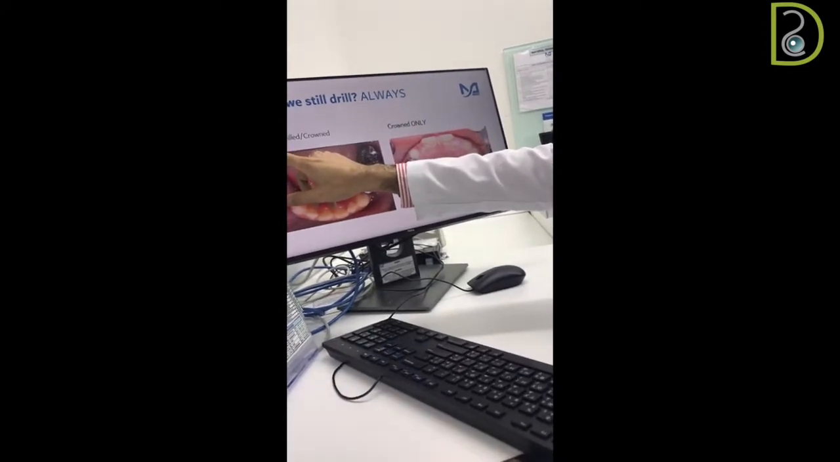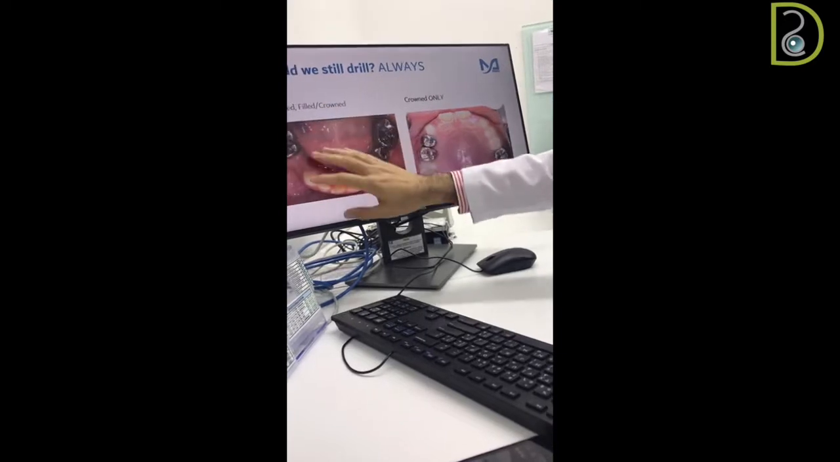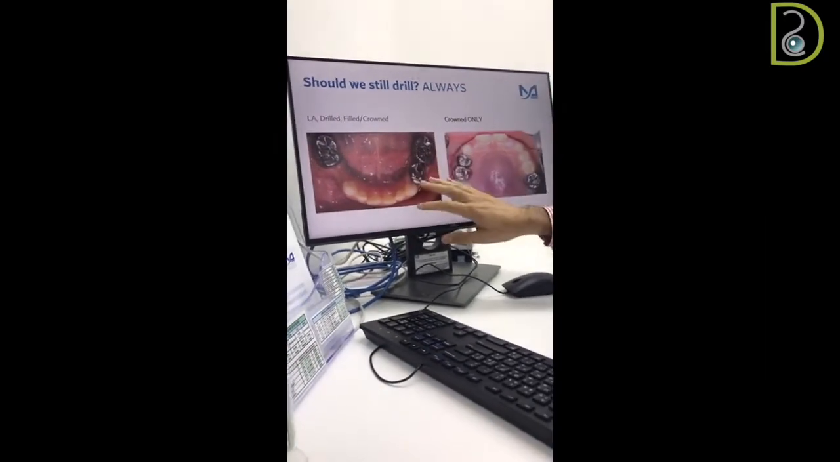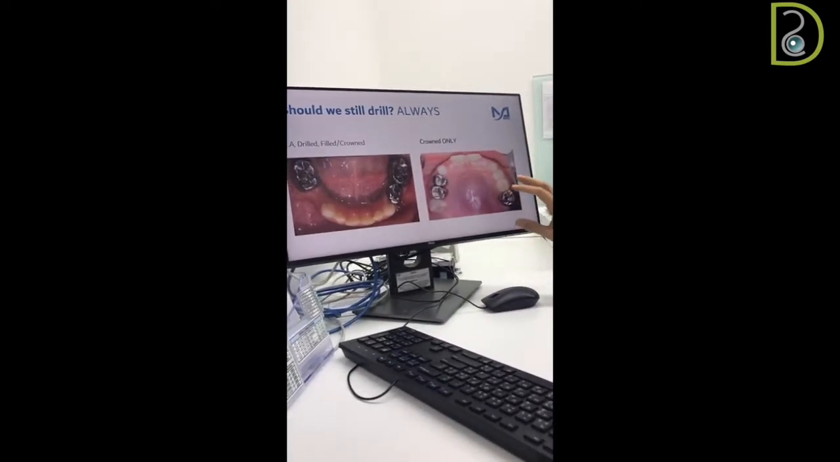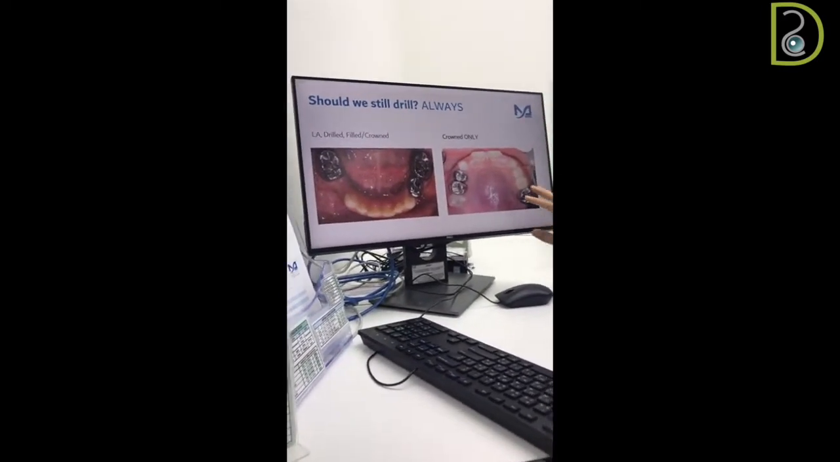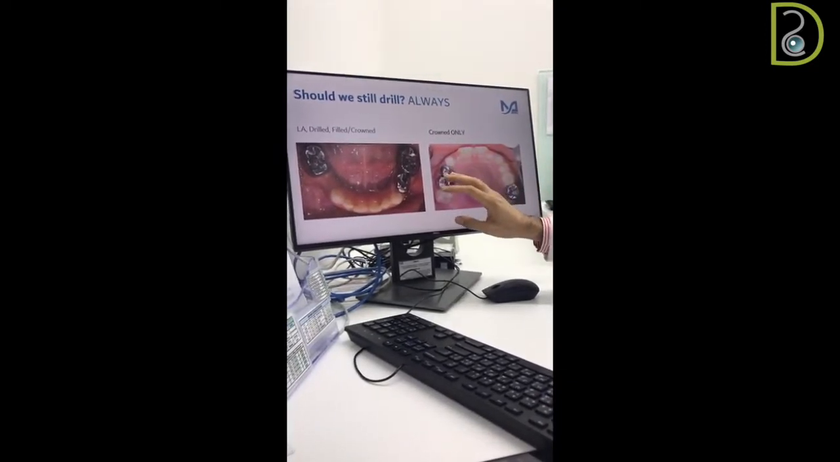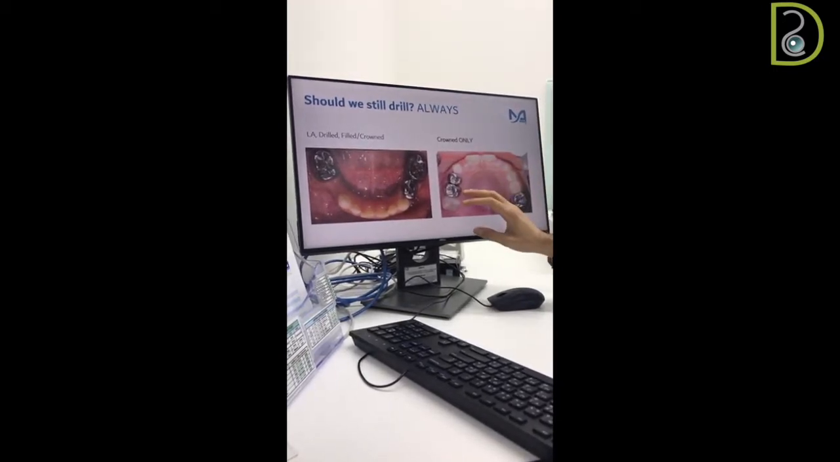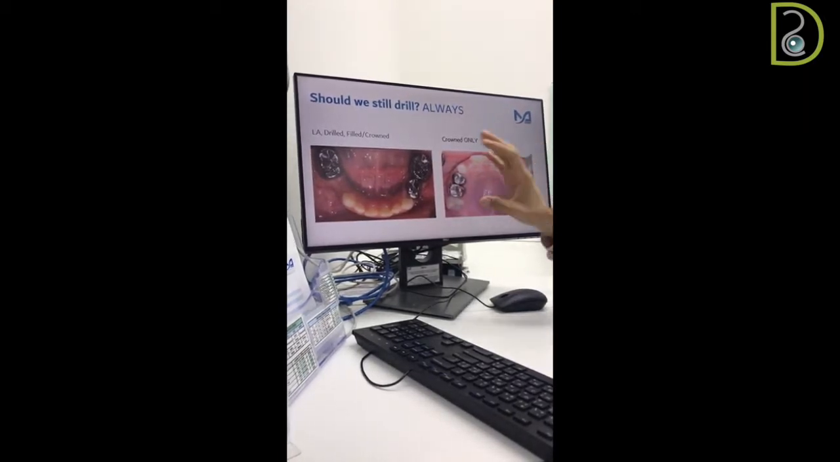giving local anesthesia, drilling. Yeah, local anesthesia was given, drilling, and filled and then crowned. On the other hand, these teeth were crowned only, especially for the sixes. These teeth were not given any local anesthesia. There was no preparation. There was no caries removal and only crown restoration. So we have two approaches for the same condition.